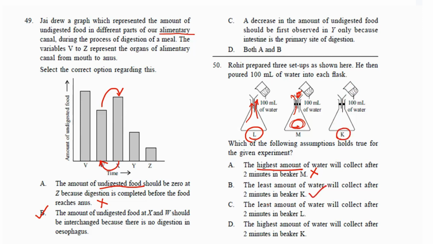Option C says the least amount of water will collect after 2 minutes in beaker L. This is wrong, because not the least amount, it will have the highest amount of water. Correct. And option D says the highest amount of water will collect after 2 minutes in beaker K. This is wrong, because it is not the highest amount. The least amount will be collected in beaker K because it is totally airtight, right? It will take some time for the water to get inside the conical flask.